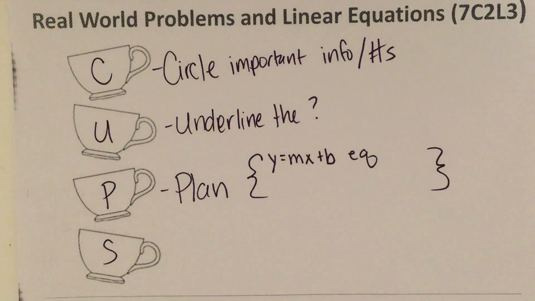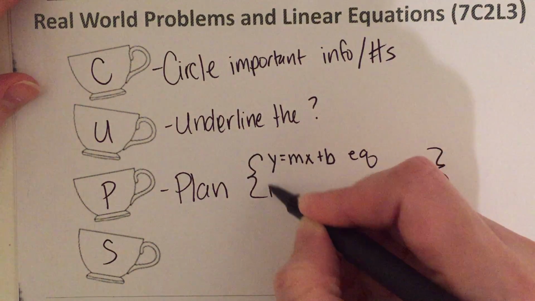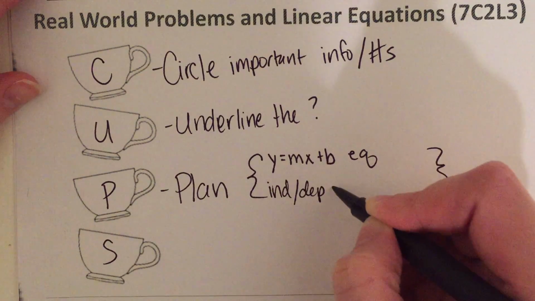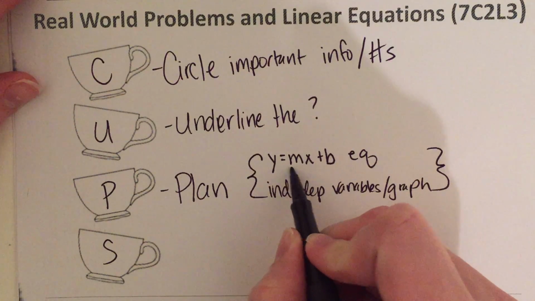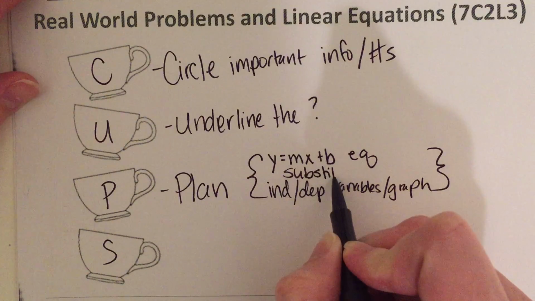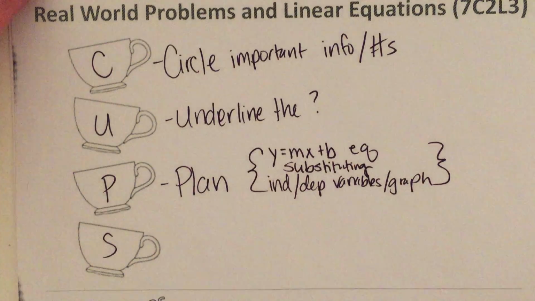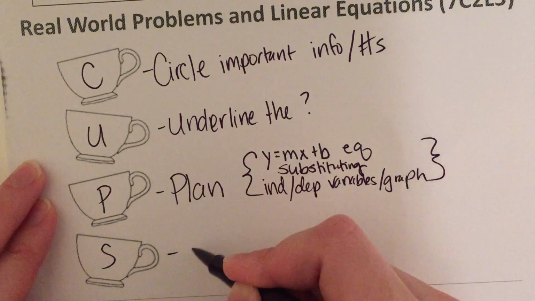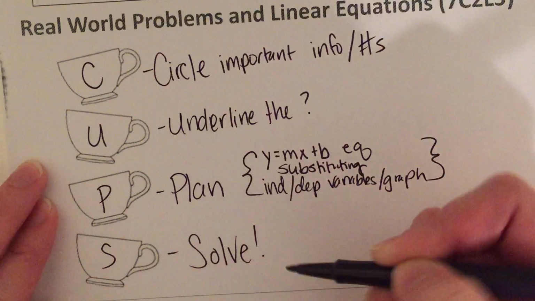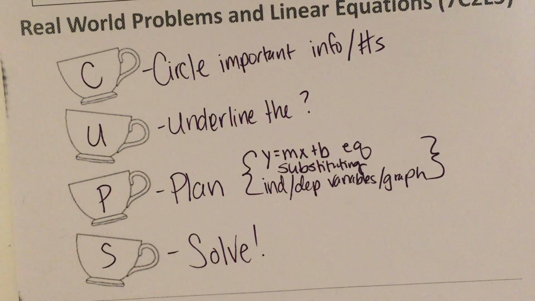Also today, we're going to be graphing. And when we're graphing, I want us to be thinking about independent and dependent variables. And also, let's put substituting in here, because that's going to play a big role in that equation and graphing portion. And finally, of course, super short, sweet, and to the point, S stands for solve. So cups is just a way for annotating those word problems.